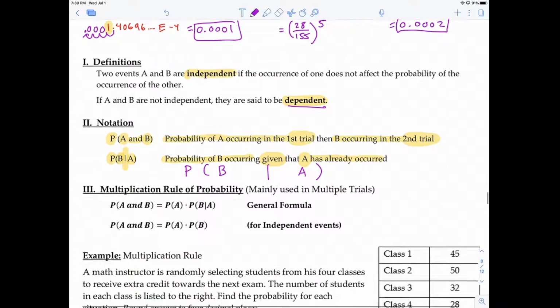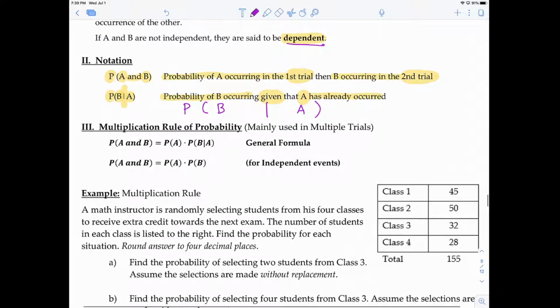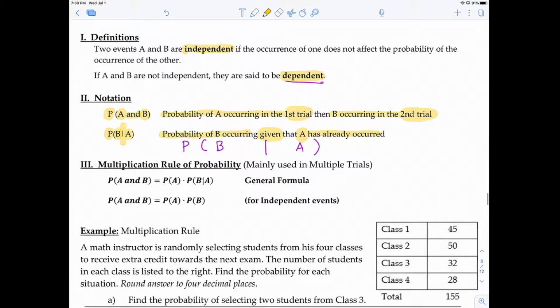So the multiplication rule of probability is the following. We have two formulas. The first one is the general formula. You can use it anytime. Whereas the second one is for independent events. And it'll make a little bit more sense when we actually do it. This is the general one where you can use it anytime. This one is primarily used when you have independent events, where the two events don't change or affect the probability of the other.